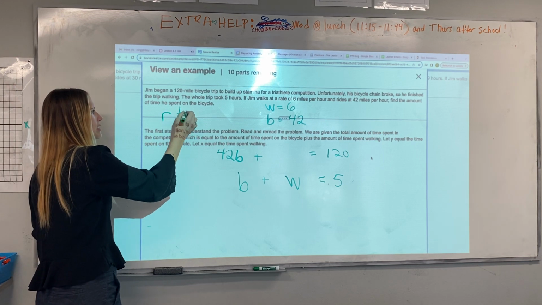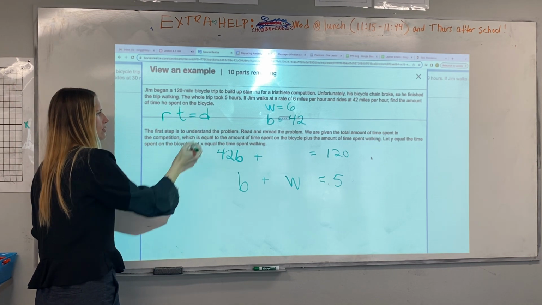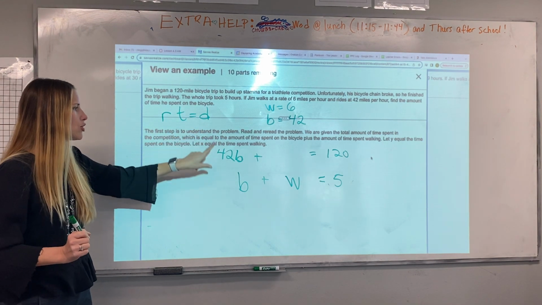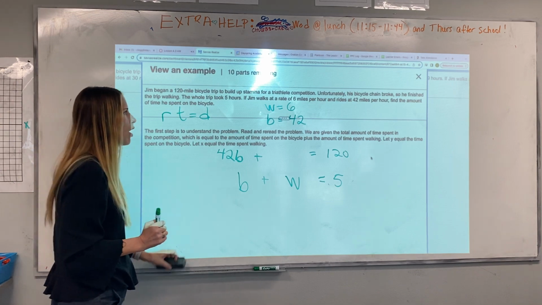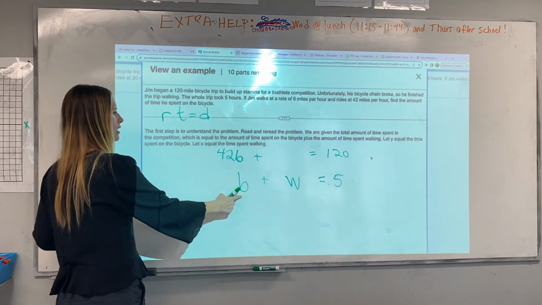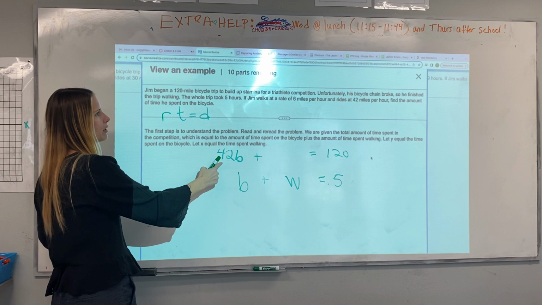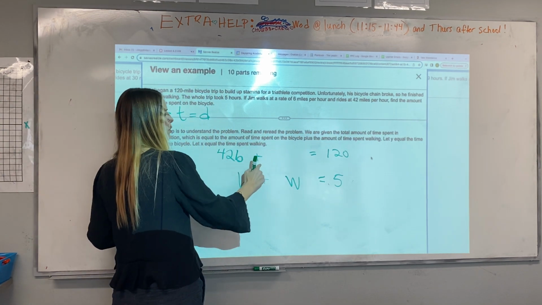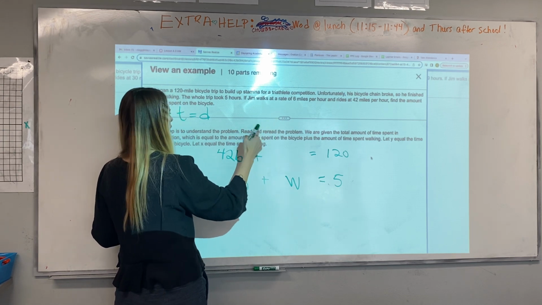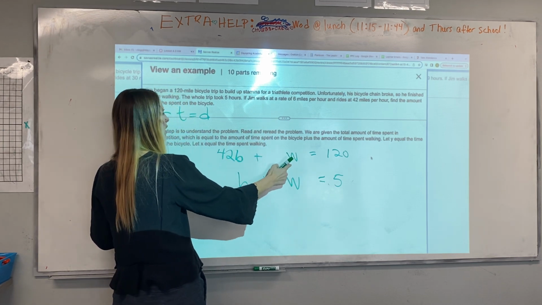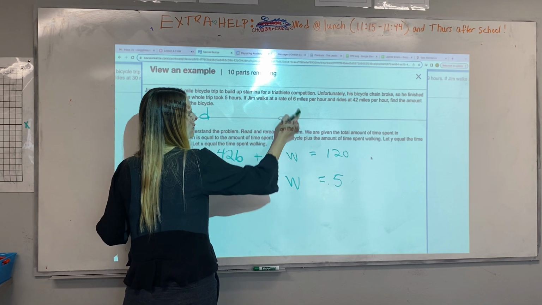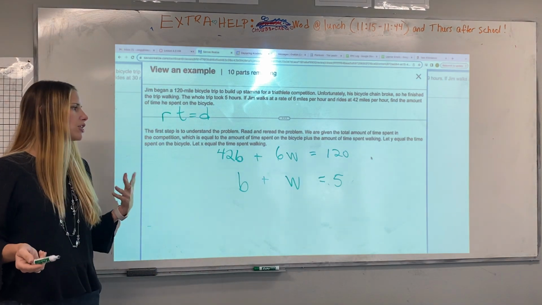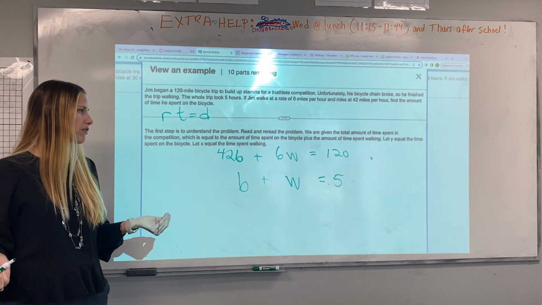Rate times time equals distance, right? Do you guys remember that? Rate times time equals distance. So the time that he biked times the rate of 42 miles per hour on his bike, plus the time that he walked times the rate of 6 miles per hour equals 120. Now we're going to use elimination to get rid of one of these variables.